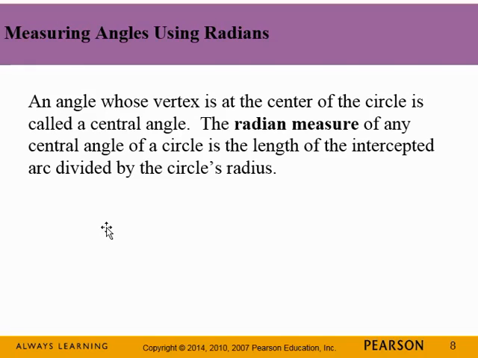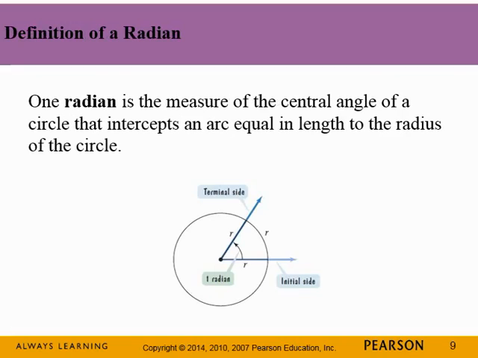An angle whose vertex is at the center of a circle is a central angle, and the radian measure of any central angle of a circle is the length of the intercepted arc divided by the circle's radius. So to find the radian measure, you use the arc and your radius. The definition of a radian: one radian is the measure of the central angle of a circle that intercepts an arc equal to the length of the radius.